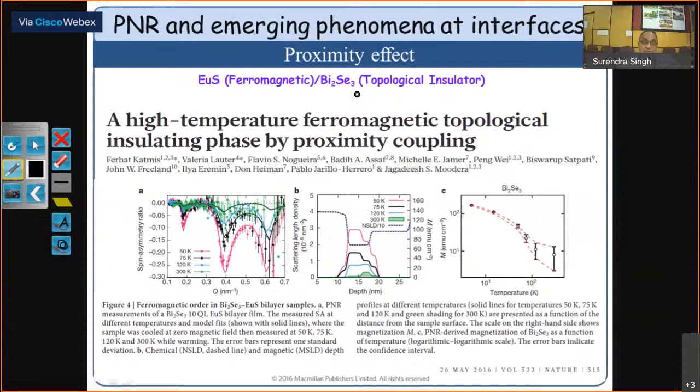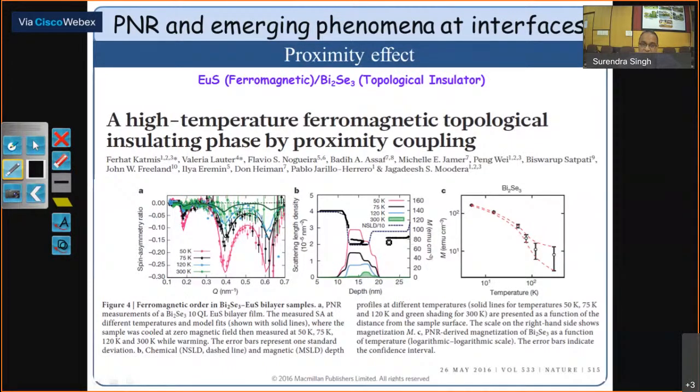Different temperature from these systems. We have Sc3, we have Sn3, and this is the scattering length density over here. This one is the nuclear, and this is all for this layer. This is EuS. The magnetization is there up to almost room temperature, 300 K, also a little bit magnetized.